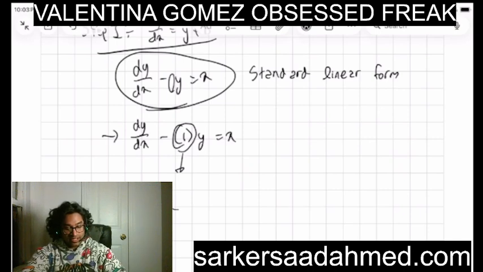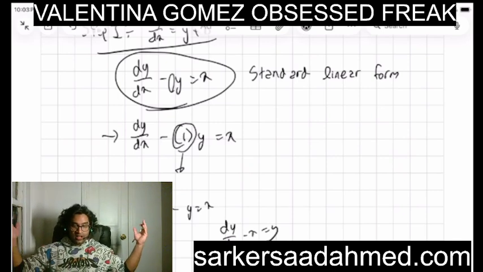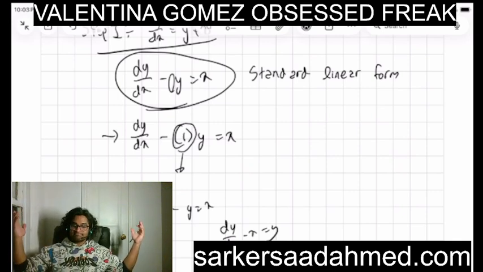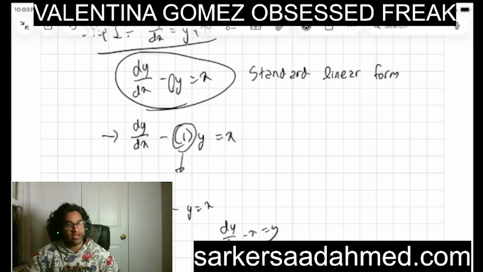However, we cannot just take dy by dx minus y is equal to x and say dy by dx minus x is equal to y. Boom, I got y. I'm done. I don't have to go through steps. But I got my y wrong.